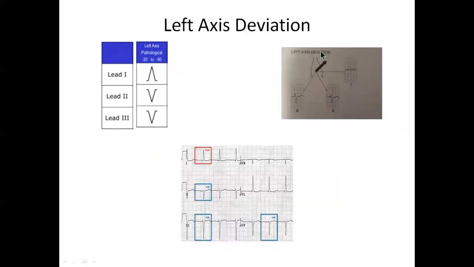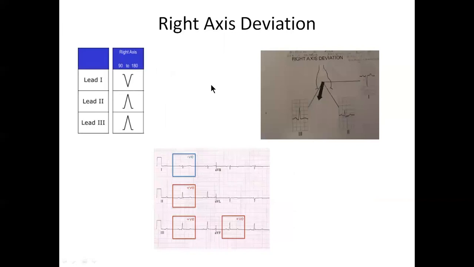In a left axis, if you look at the heart, it's going towards lead 1. Okay, so in lead 1, it's going to be up, but it's going away from lead 2 and 3. So the net QRS would be downward in lead 2 and 3. So if you get an up, down, down pattern like here, that is a left axis deviation. Again, up, down, down. Okay.